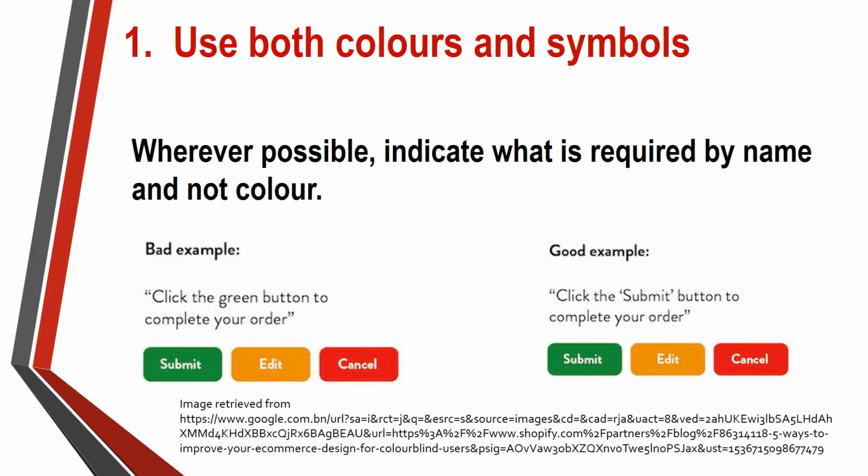Here's another example where there are 2 sets of buttons. One of them has an instruction that says click the green button, and the other one states click the submit button. There's no reason that the buttons can't be colored, but the instructions should be made clear.